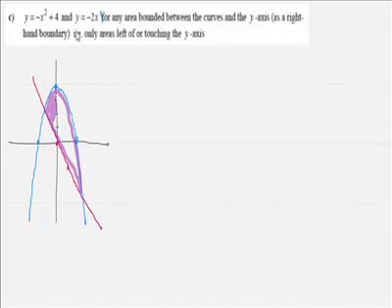But that's not what they want. There's a little more here. They say any area bounded between the curves and the y-axis as a right-hand boundary, i.e. we only want the areas left of or touching the y-axis. So in addition to the two curves I just drew, they're also saying the y-axis is a bound, and we want the stuff that's inside all three of those regions. Or sorry, all three of those curves. So this, only up to the y-axis and no further, is the region they actually want.